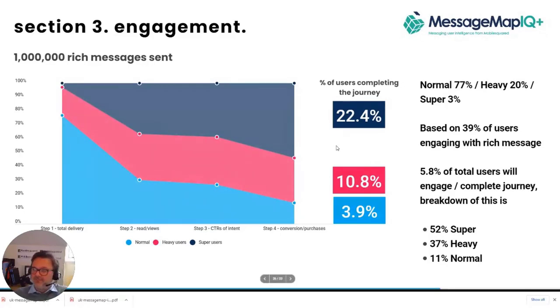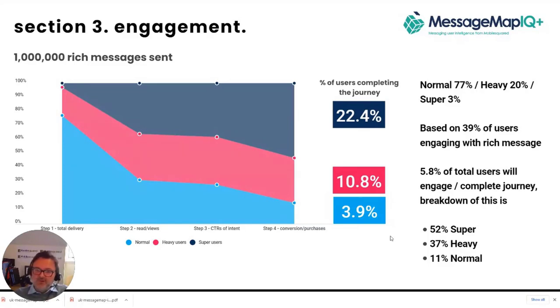But when you break that out, of that 6%, over half is based on super users, 37% on heavy, and 11% on normal. The percentage of users completing that journey is significantly weighted toward super users. So in theory, 1 in 5 super users would potentially connect with the brand, 1 in 10 heavy users, and about 1 in 28 normal users. So again, it's about identifying who these different users are.